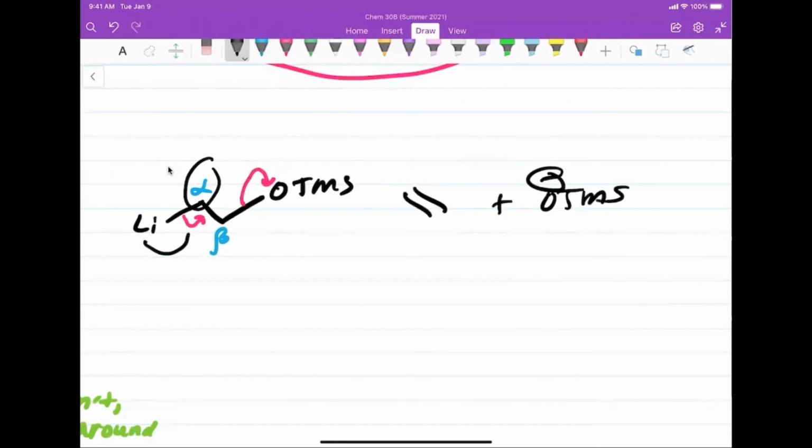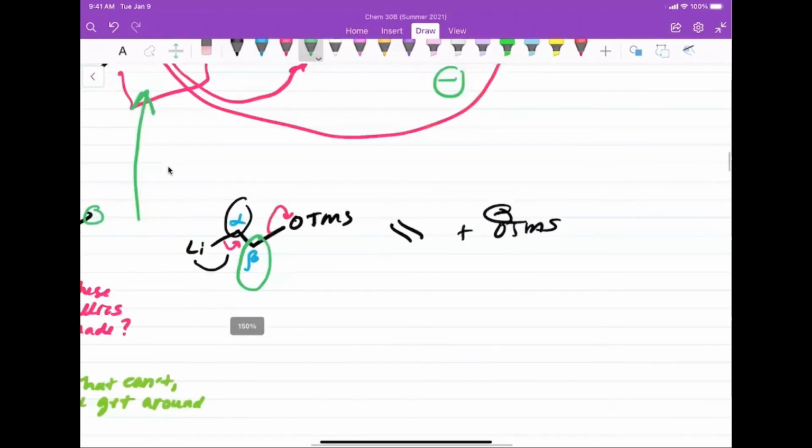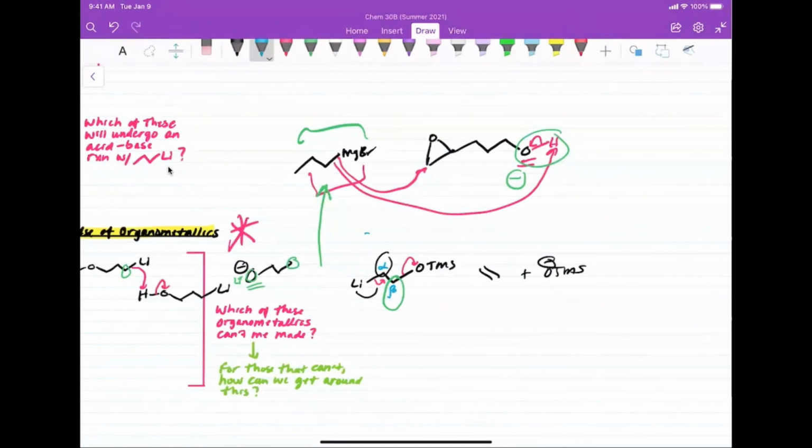So you don't want to do something like that. So you definitely don't want any sort of oxygen atom or any other potential leaving group beta to your organometallic reagent. So this is not a good solution. Protecting group works okay here, not a particularly good solution down here.